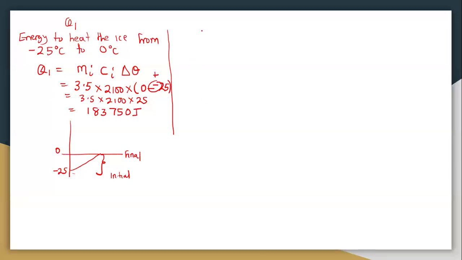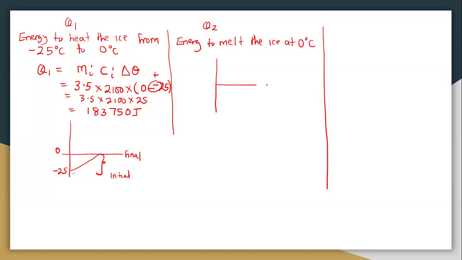Then we have our second one, we call it Q2, and that is now the energy to melt the ice at 0 degrees Celsius. So whenever you meet that flat line, that line where there is no change of temperature, whenever there is no change of temperature, it means there we deal with latent heat. Whenever you have just the straight line, that means we are going to be dealing with latent heat.